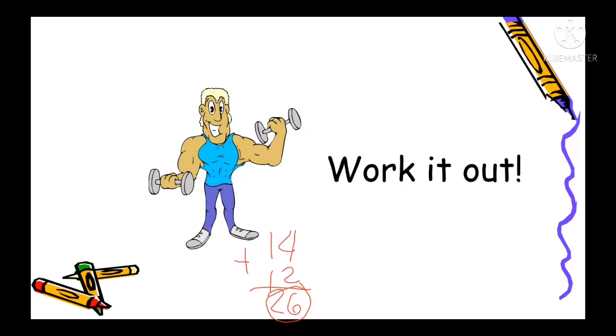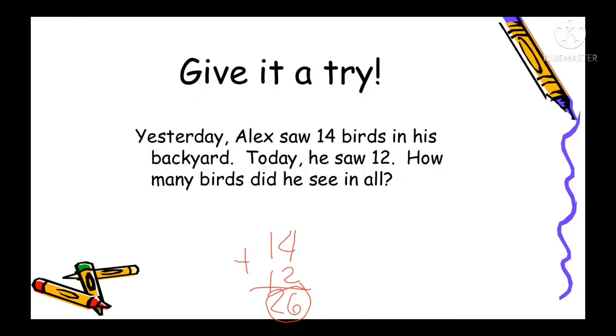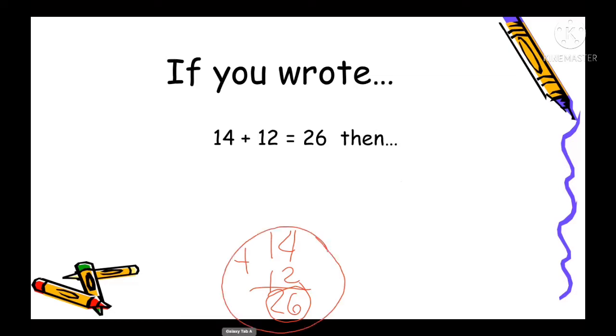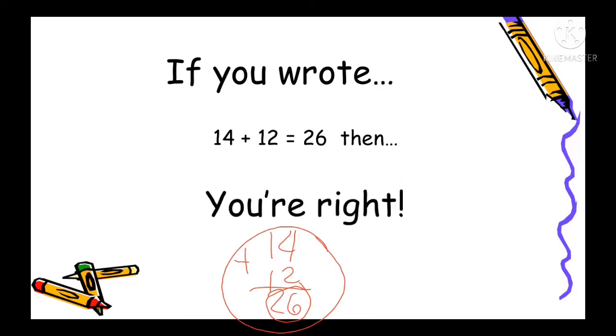So, let's see if we are correct. Work it out. Give it a try again. If you wrote 14 plus 12 equals 26, that is what we wrote here, then you are right. Very good. We are correct. So our answer, that is 26, is the correct answer. So in step 3, we already know the answer, right? But we still have step 4.